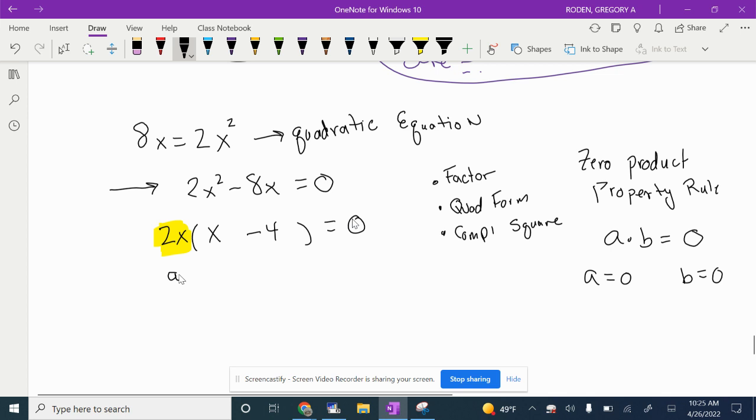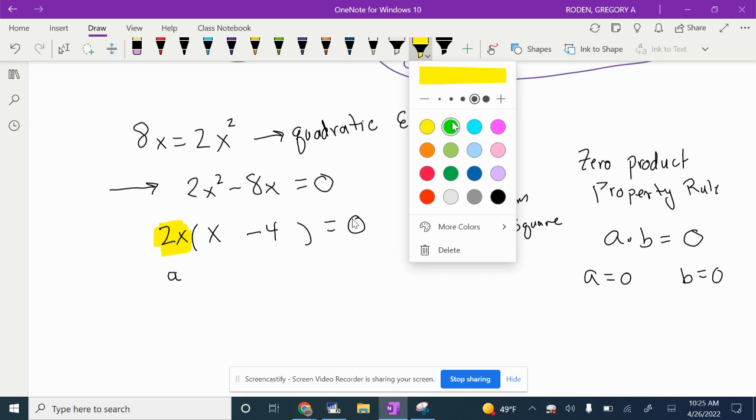yellow part as A. Will, are you paying attention? I hope you are. Okay. All right. And also Austin.